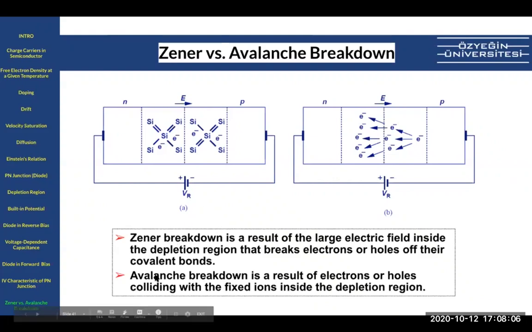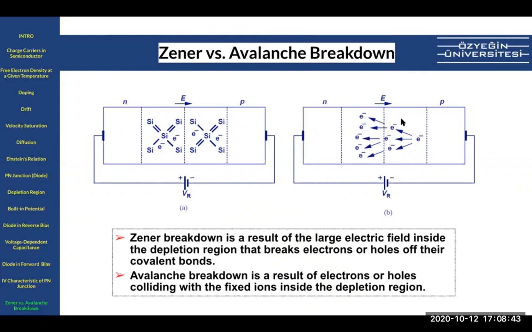But the avalanche breakdown has different characteristics. It's the result of electrons and holes colliding with the fixed ions. So in the previous slides, or at the left side pictures, the Zener breakdown has different characteristics than the avalanche breakdown. In the Zener breakdown, the depletion region gets much bigger, the electric field gets so much bigger, and it forces electrons and holes to break their covalent bonds.